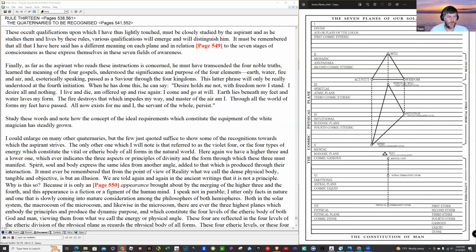Finally, as far as the aspirant who reads the instructions is concerned, he must have transcended the four noble truths, learned the meaning of the four gospels, understood the significance and purpose of the four elements, earth, water, fire, and air, and, esoterically speaking, passed as a savior through the four kingdoms. This latter phrase will only be really understood at the fourth initiation.